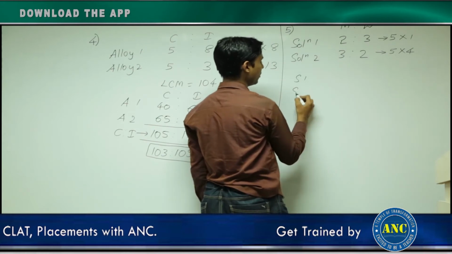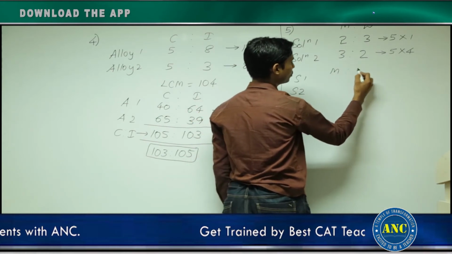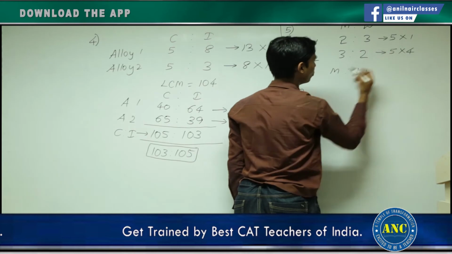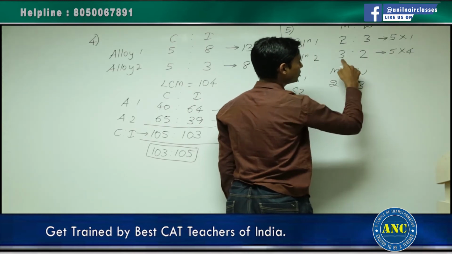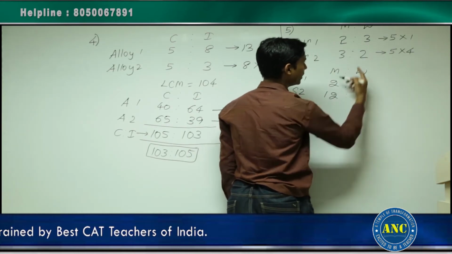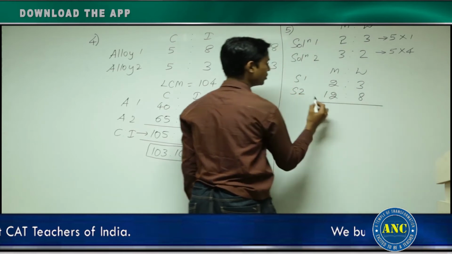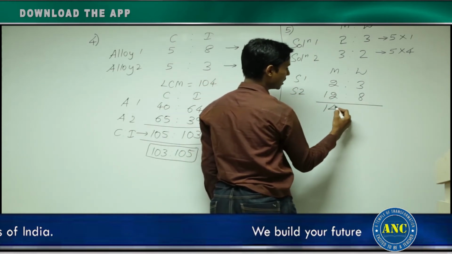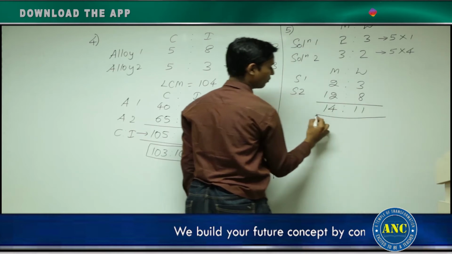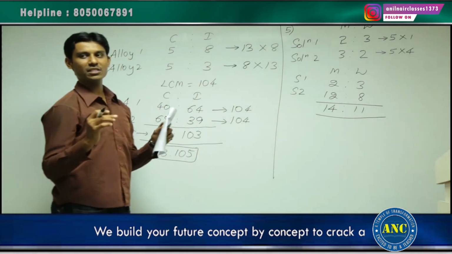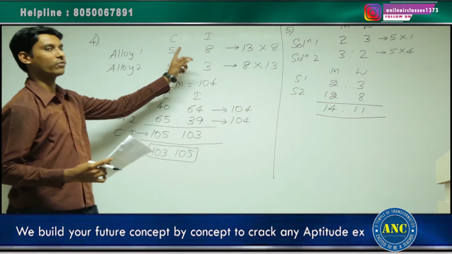Now the table again becomes solution 1, solution 2. 2:3 into 1, it becomes 2:3. 3 into 4 is 12. 2 into 4 is 8. The final ratio of milk and water in the resultant mixture is 14:11. It's a very simple way of solving by the usage of ratios.